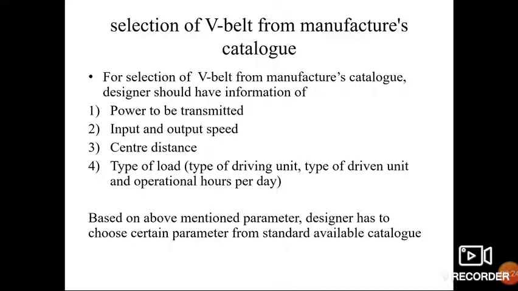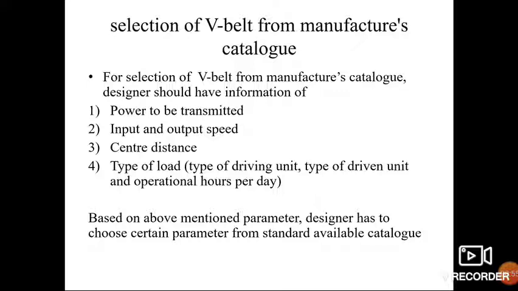So now, as in the earlier lecture, that was selection of a belt from the manufacturing catalog for the flat belt. What are the required things if you are selecting a belt from the manufacturing catalog? The input parameters: a belt is used to transmit power from one location to another, that means from one shaft to another shaft. So you should know how much power you have to transmit from one shaft to the other shaft, that is, the power to be transmitted.